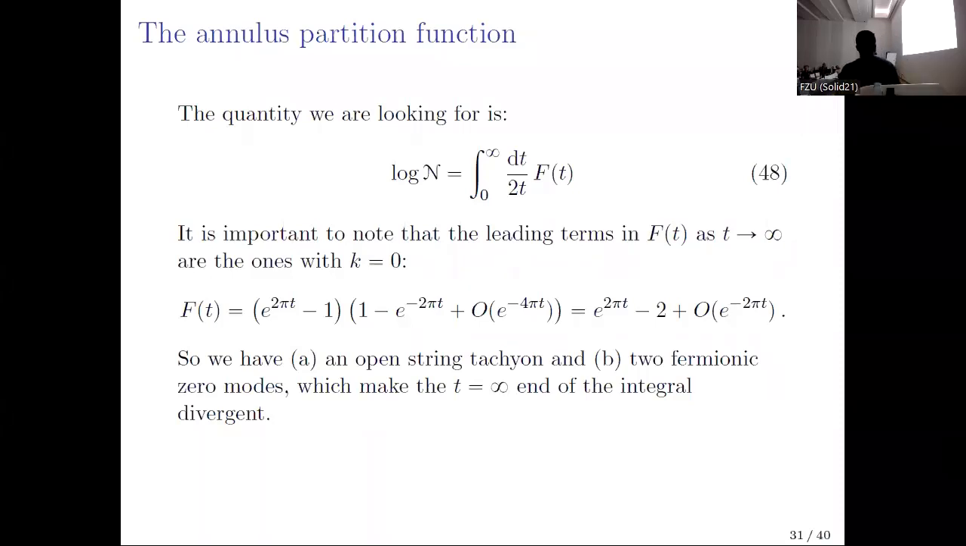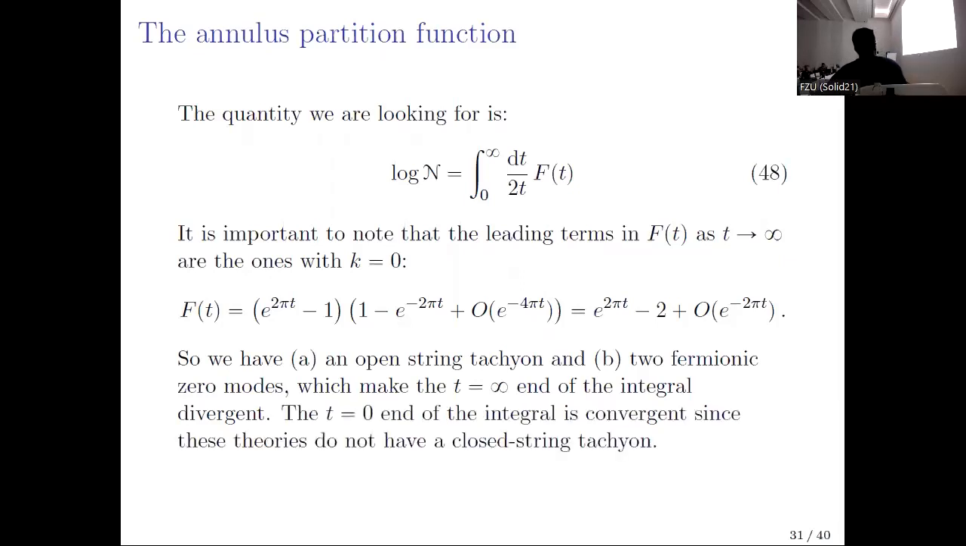Maybe we can use the other mic. Fermionic zero mode of the bc system? Yeah, of the bc system. I'm going to show you on the next slide.